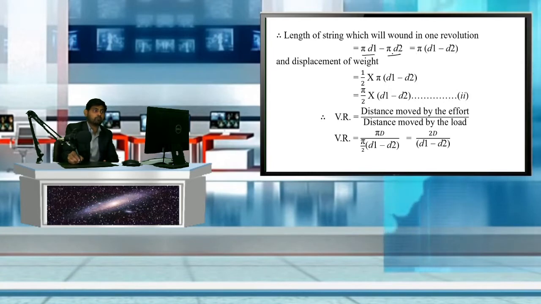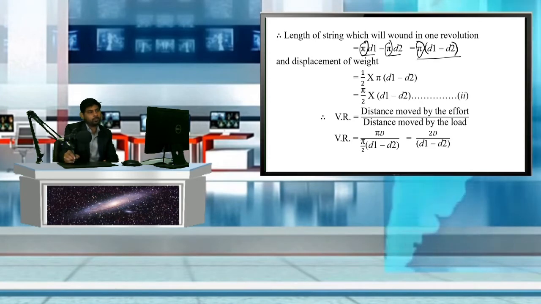Here pi is common, so we take pi common, and it becomes pi into d1 minus d2. Now what is the displacement of weight? It is half into pi into d1 minus d2. We can write this equation as pi by 2 into d1 minus d2. So this is our equation 2.